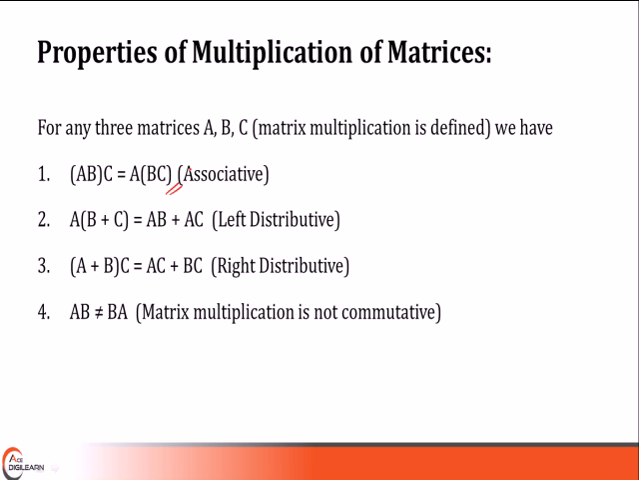And fourth, very important, matrix multiplication is not commutative. So AB is not equal to BA. And the last one, AI equals IA equals A, then you will call I the multiplicative identity.